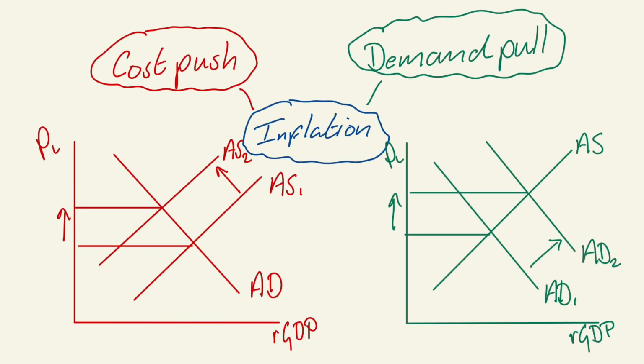Demand pull inflation is caused by an increase in the level of aggregate demand, and this will increase the price level as is shown in this diagram.